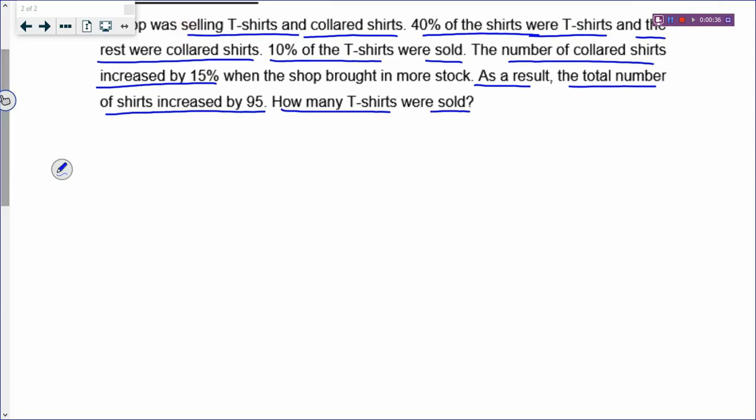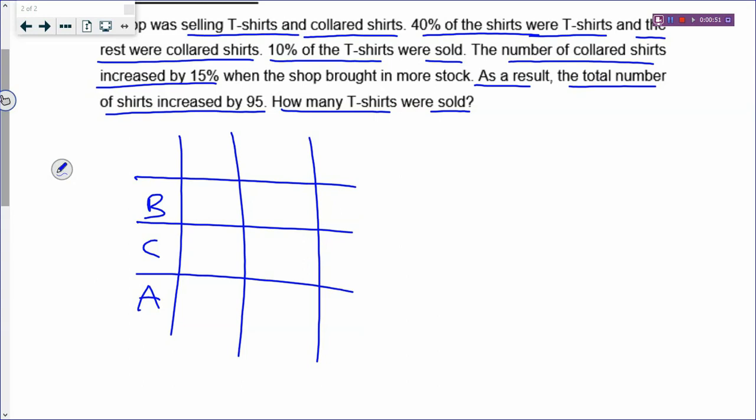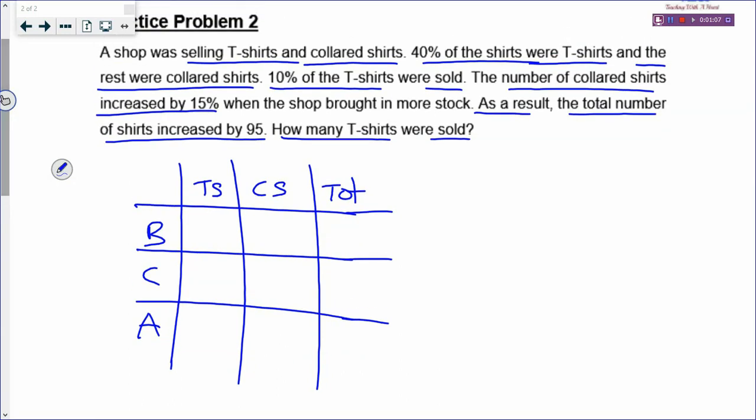Again, this is a before and after problem, so everything is changed. So we're going to use a table, and let's revise how to use a table to work out the answers. You have your BCA, before, change, after, then you have your t-shirts, the collar shirts, and then the total. So what do we do after that? Now you look at the problem sentence by sentence and fill in the boxes. Look at the first sentence. There's nothing to fill in.